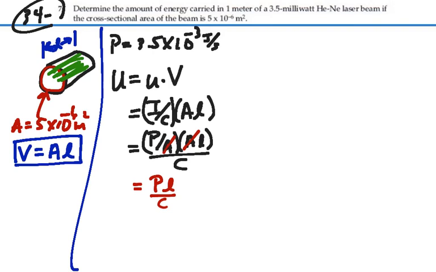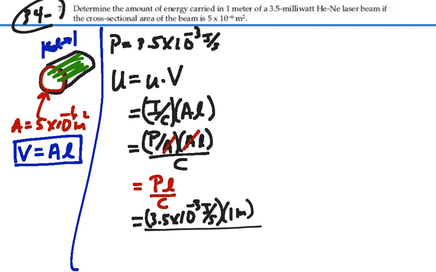So in this case, that is going to be 3.5 times 10 to the minus 3 joules per second, times 1 meter, over the speed of light, 3 times 10 to the 8 meters per second. In terms of units, the meters cancel out, and the seconds cancel out, so we're going to end up with joules.